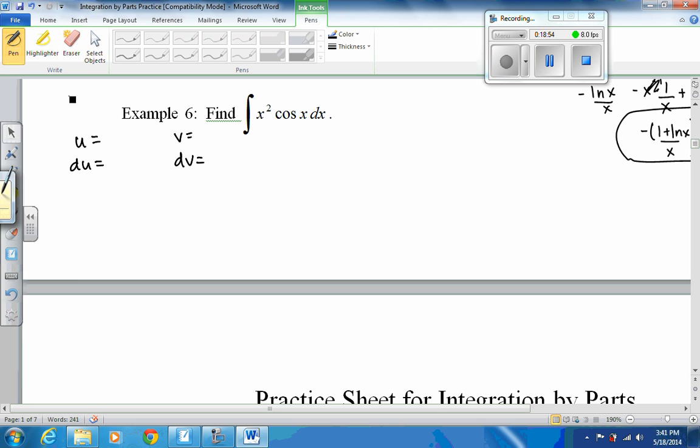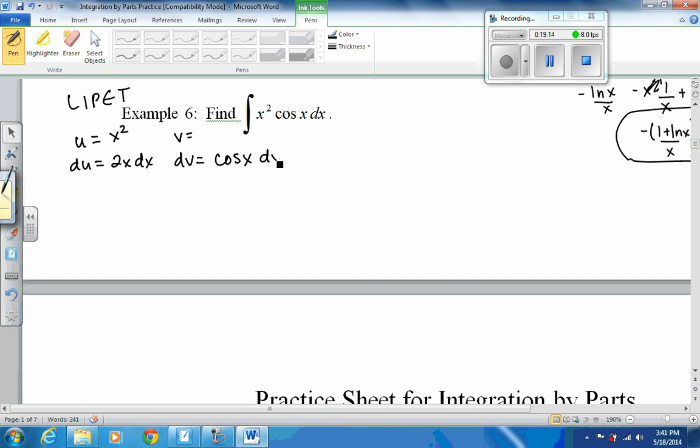Let's see. LIPET: trig is always last. Don't even think about using the cosine of x for u. That's the t. It's not going to simplify things. But by using the u, our du is going to be simplified because that gets put in our integral. It's just going to be a 2x dx.